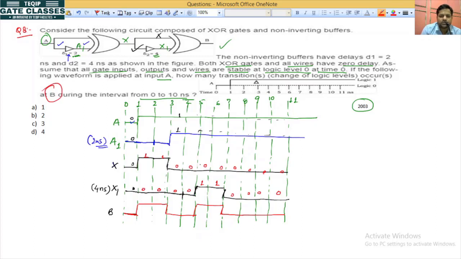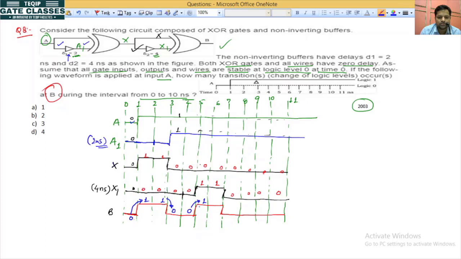How many transition changes occur? How many transitions occur? So see here, the first transition is the value. Here we have 0, so it becomes 1. So 0 to 1, 1 transition. Now we have 1 here, it will become 0. So 1 to 0, the second transition. Here we have 0, here we have 1.